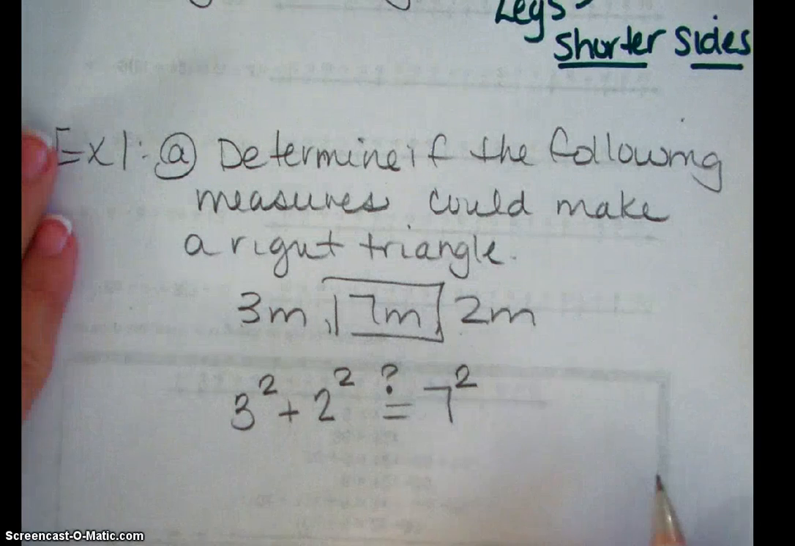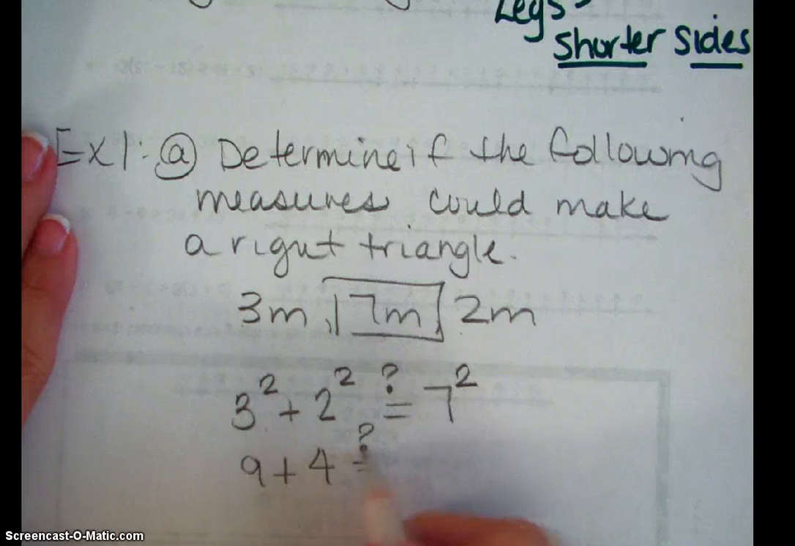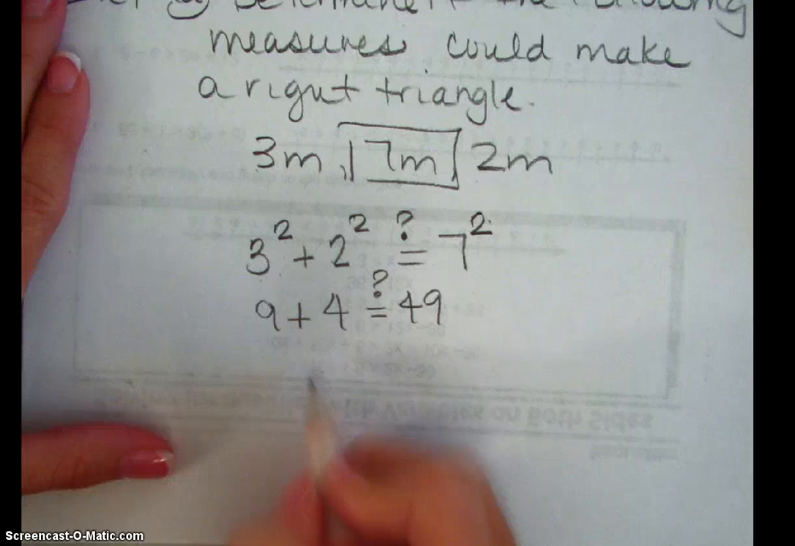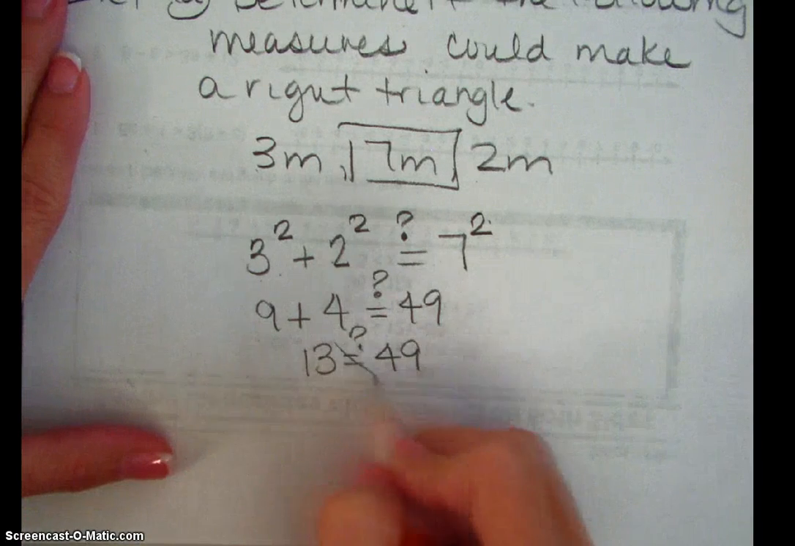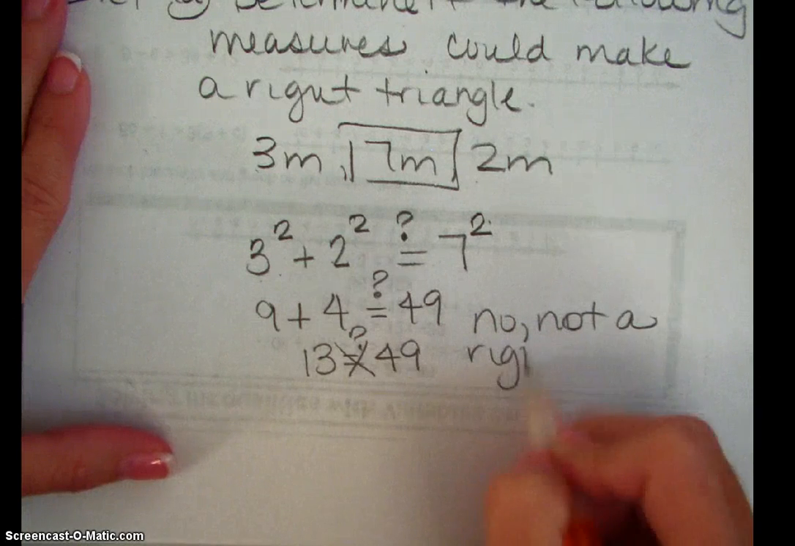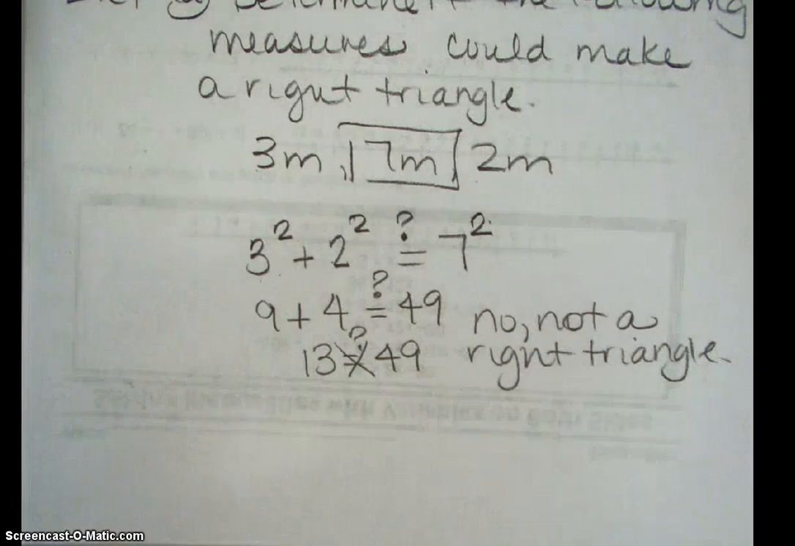So let's do order of operations and figure it out. 3 squared is 9, 2 squared is 4, question mark, 7 squared is 49. Well, 9 plus 4 is 13. Does 13 equal 49? No, it does not. So no, not a right triangle. Which means if I took pieces of paper that were those lengths, I could not piece it together to make a 90-degree angle and have the sides connecting and touching.